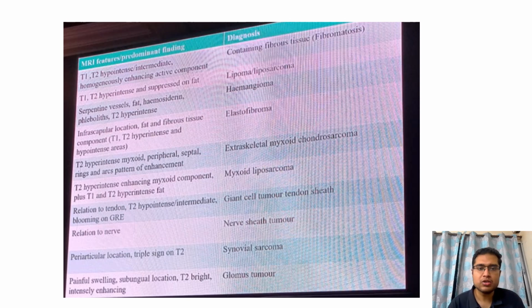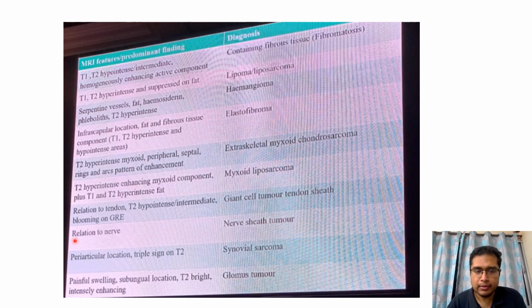So this is the appearance of the soft tissue tumors on imaging based on their histologic characteristics. That is, if it is T1 and T2 hypointense or intermediate signal intensity, it is predominantly fibrous tissue. If it is T1 and T2 hyperintense, it is predominantly lipoma or fat tissue. Serpentine vessels with fat and hemosiderin phleboliths favor a diagnosis of a hemangioma. Infrascapular location, fat and fibrous tissue component is typical of an elastofibroma, which is not to be biopsied.